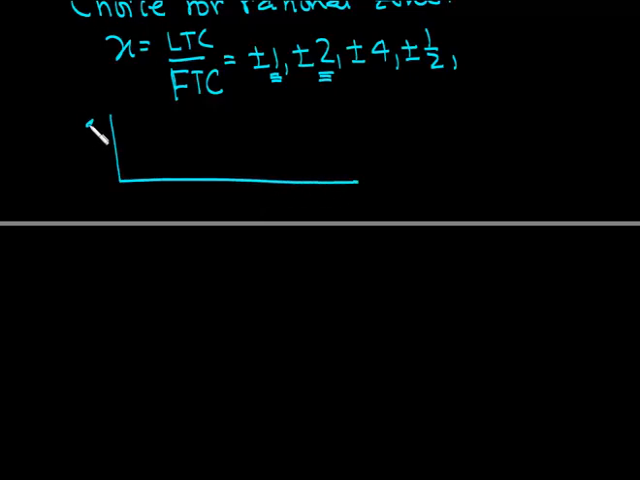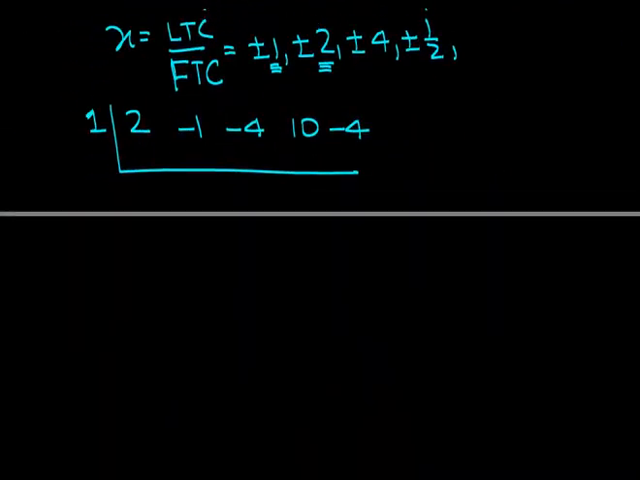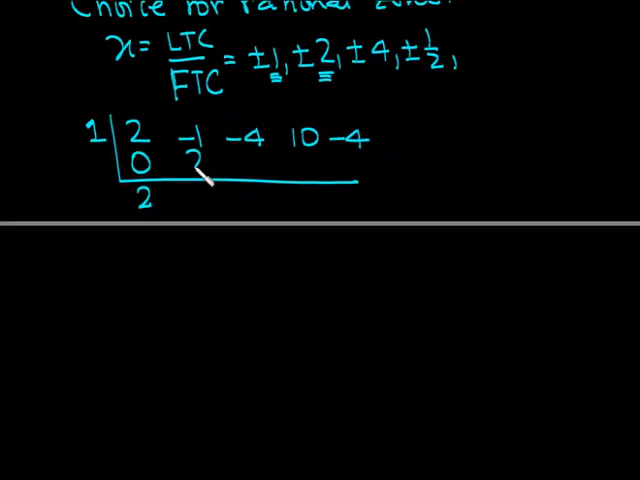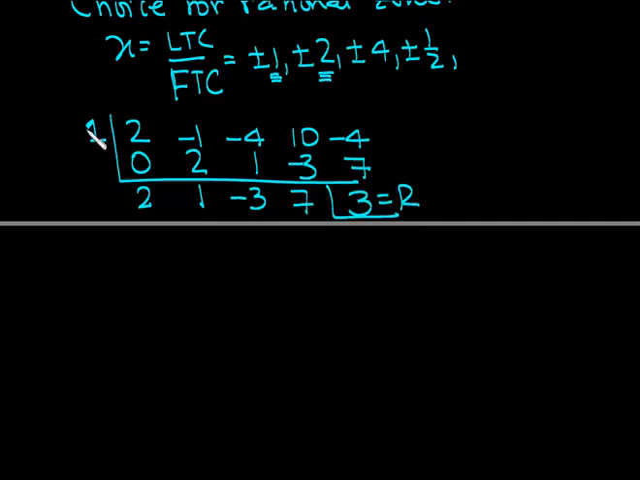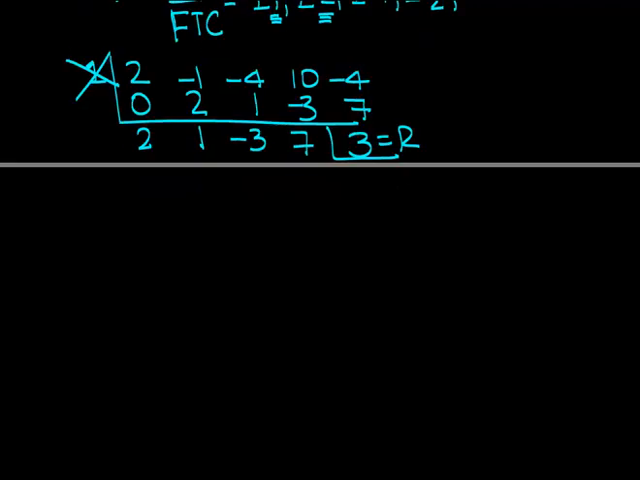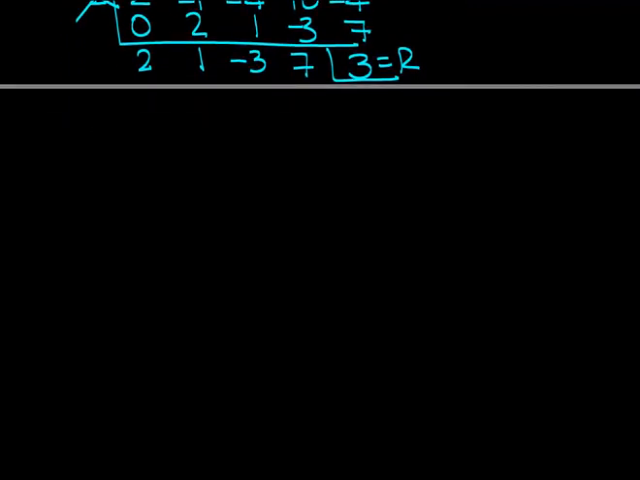So I'm going to start with my positive numbers since I have a possibility of more positive zeros. So I get 2, negative 1, negative 4, 10, negative 4. I have 0 here, 2, 1 times 2 is 2, 1, 1 times 1 is 1, negative 3, 1 times negative 3 is negative 3, 7, 1 times 7 is 7, so we get 3. That tells me that this is not a 0 because the remainder is not 0. And you continue this, and just for the sake of time, I know which one it's going to be. Half is what's going to work here, so I'm going to start with the very last one.